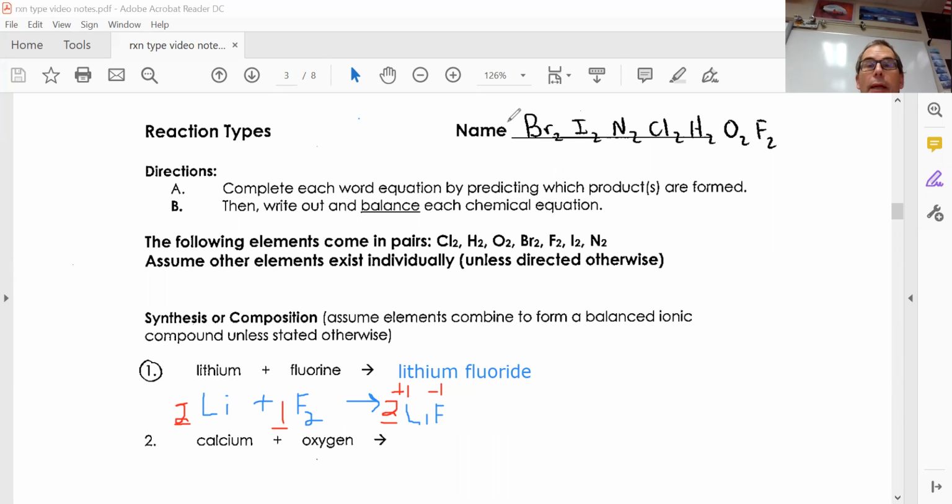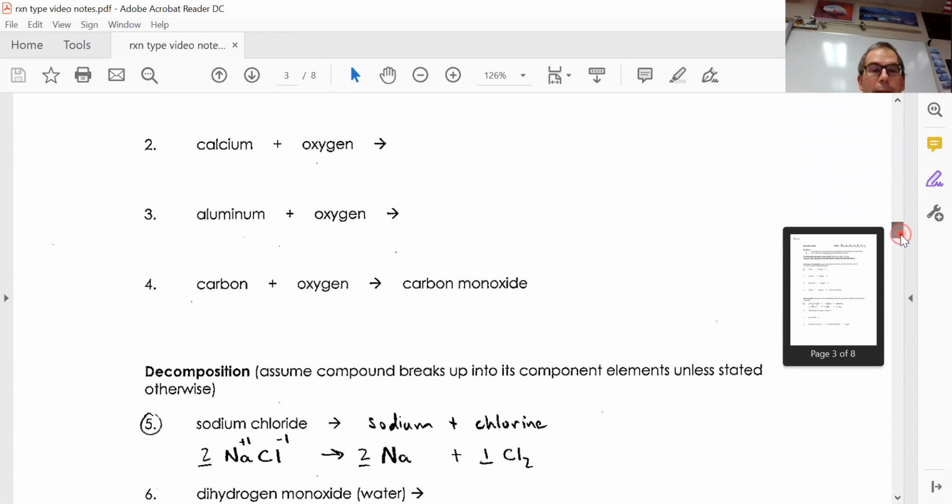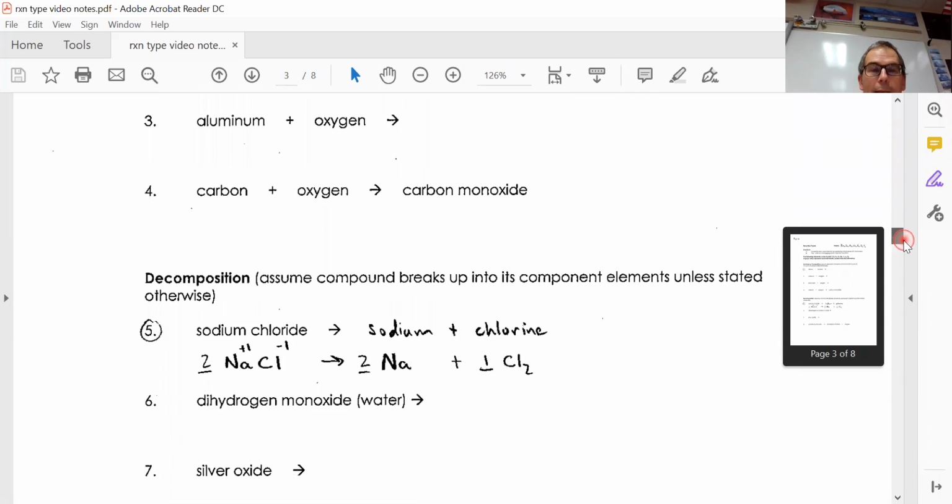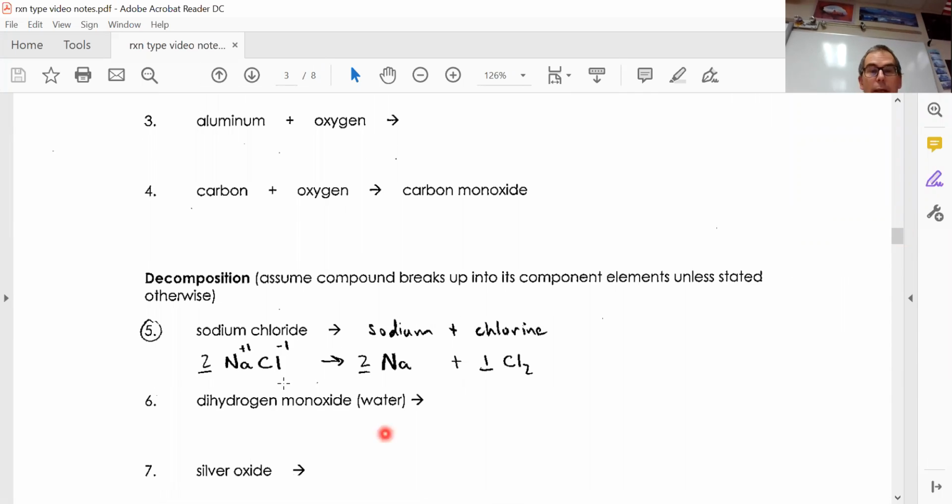Let's go to the next step here, and let me get my spotlight. I'm probably going to erase some things here. So I'm just going to go to my spotlight, scroll down, and I'm going to do decomposition. And I kind of pre-did this one because I think it's really very similar to synthesis, except in the opposite direction. Given sodium chloride, and notice what it says, assume the compound breaks into its component elements unless stated otherwise. So that's real helpful for this. So sodium chloride is going to break up into sodium plus chlorine.